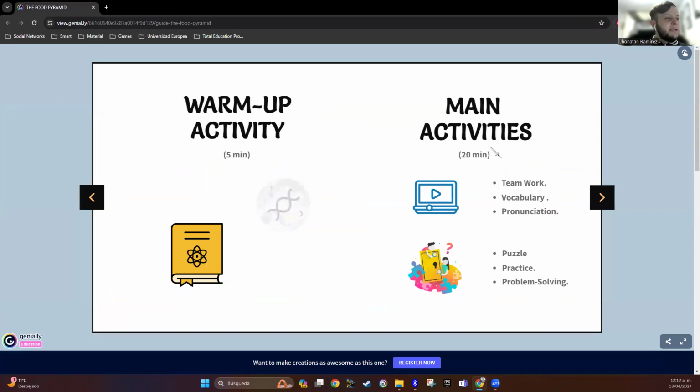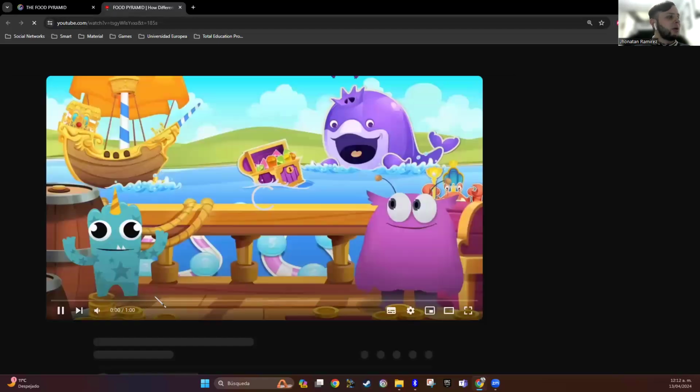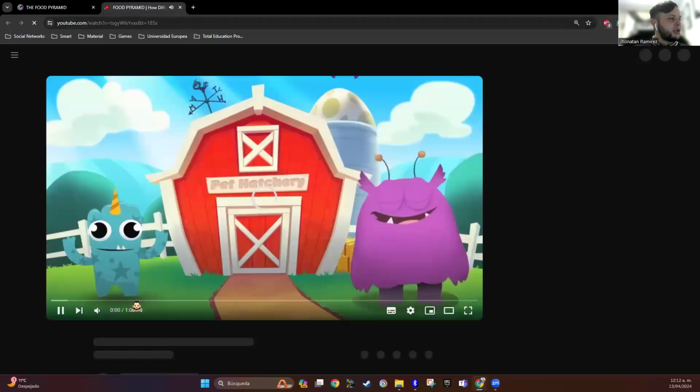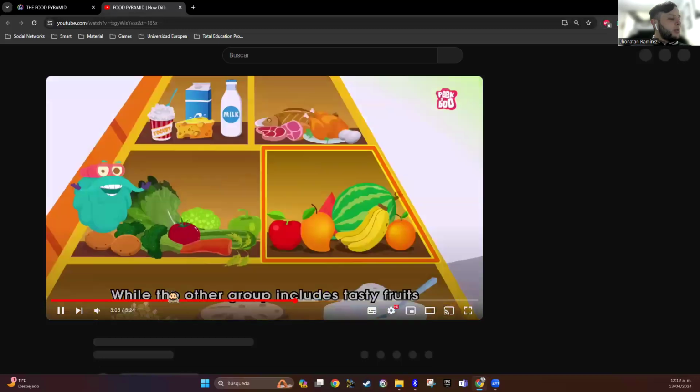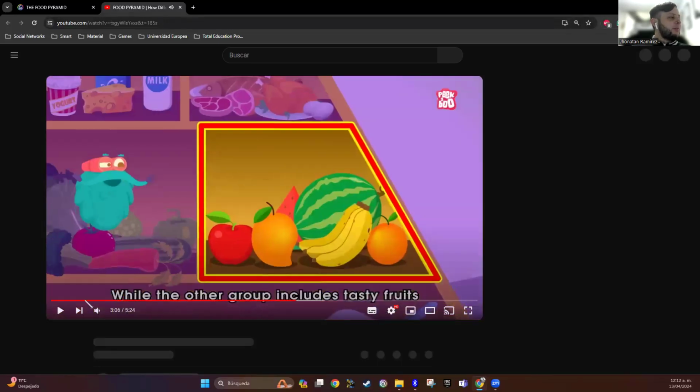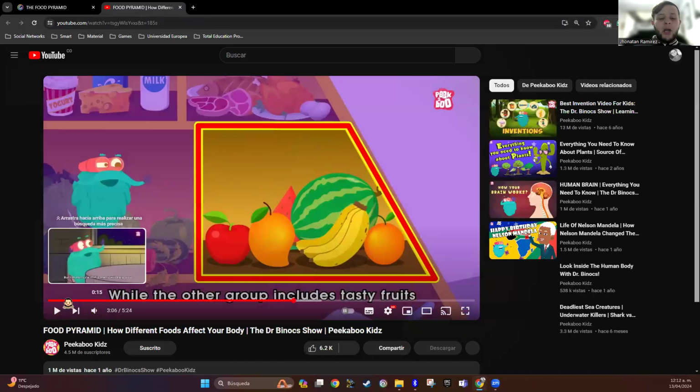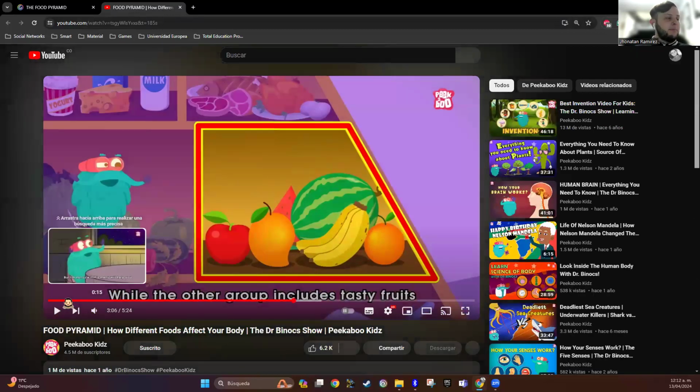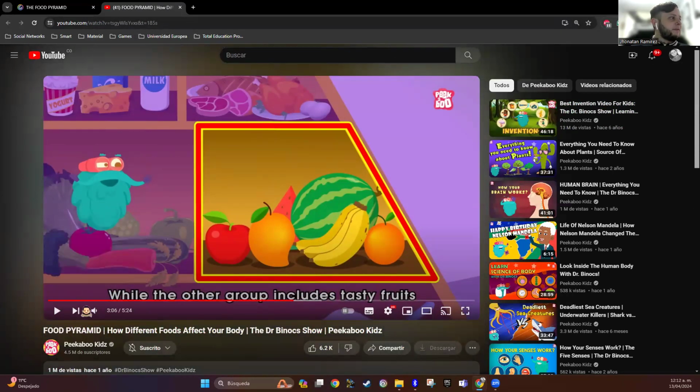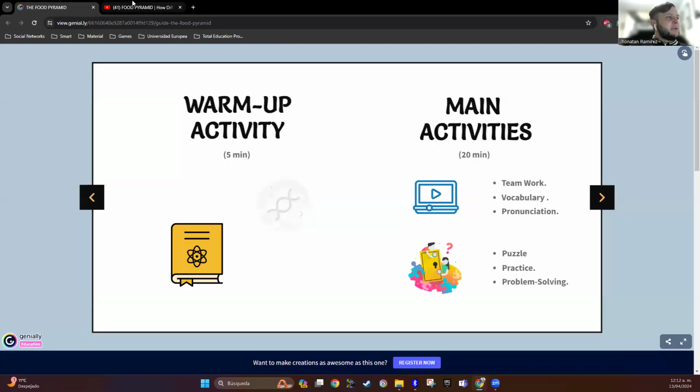In the main activities, students will watch a video. The topic will be introduced with Adapted Mind. The first activity includes a video where all the categories that make up the food pyramid are explained, okay? The idea is that students are going to work in couples, practice their pronunciation, and learn new vocabulary, yeah? That's going to be the first one.